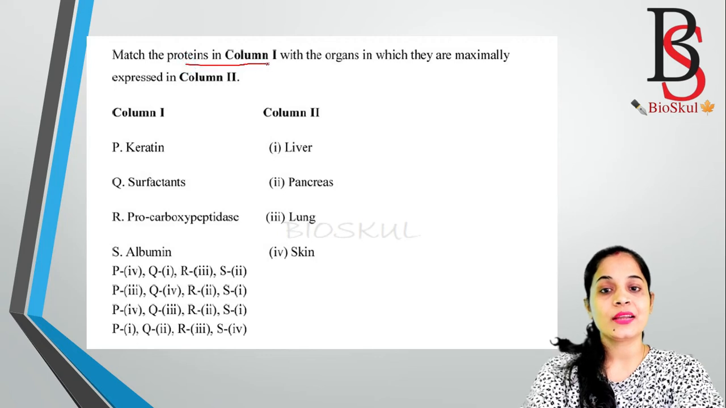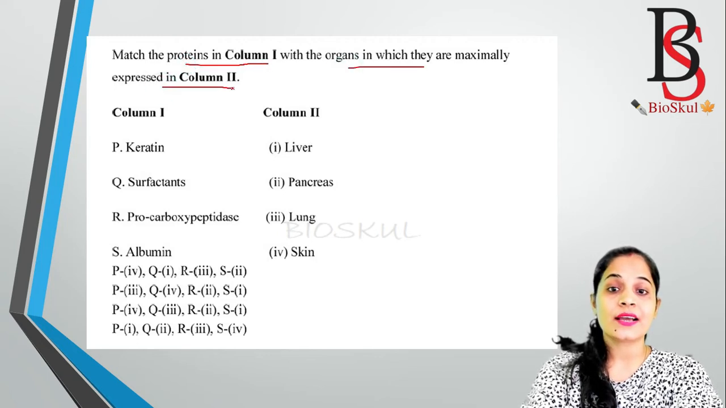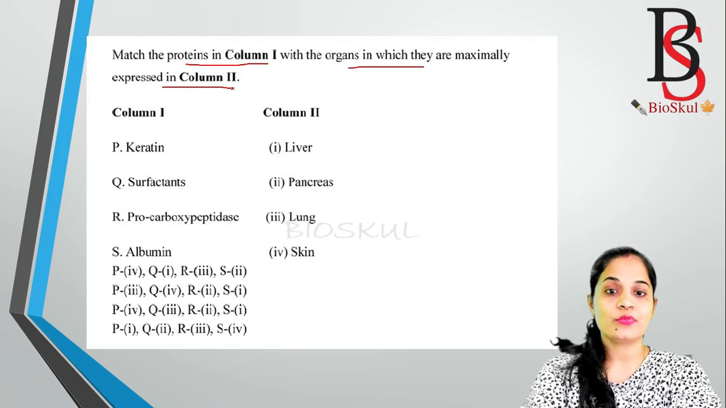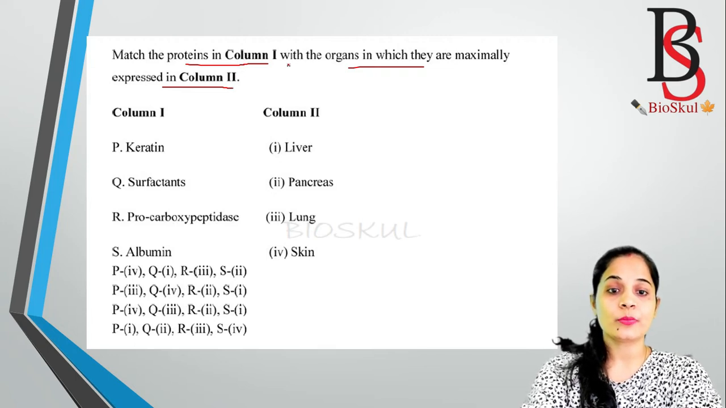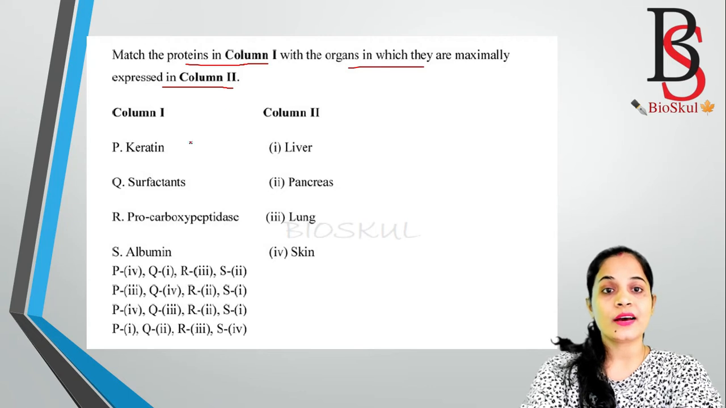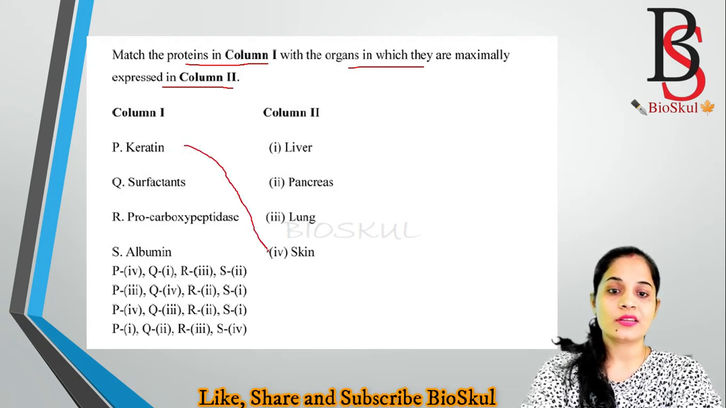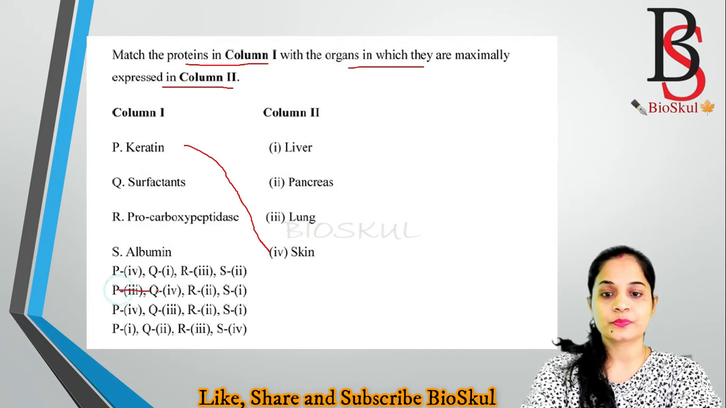Okay, let's see this one. Match the proteins in column 1 with the organ in which they are maximally expressed in column 2. Some of the proteins are represented in column 1. We have to match the organ where they are expressed maximally. Keratin, where is it found? It is of course found in the skin. So P is 4.